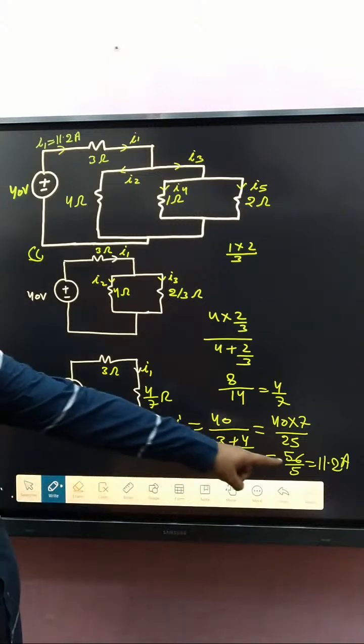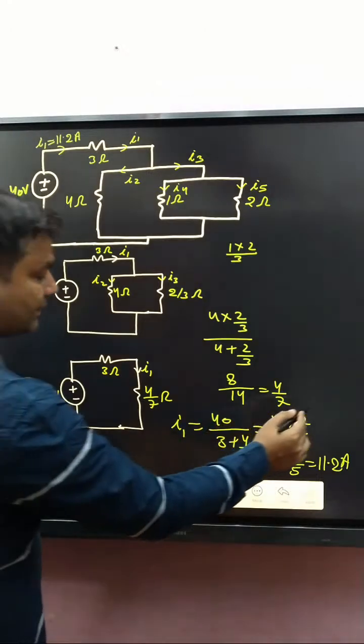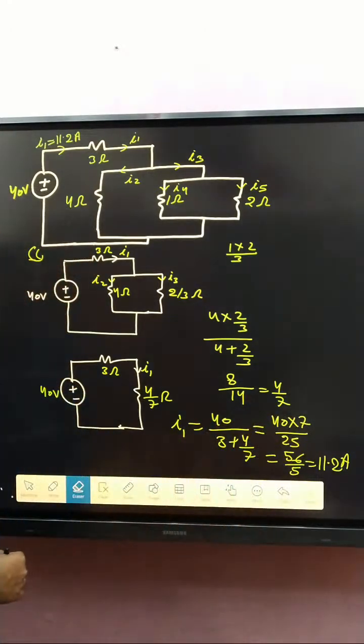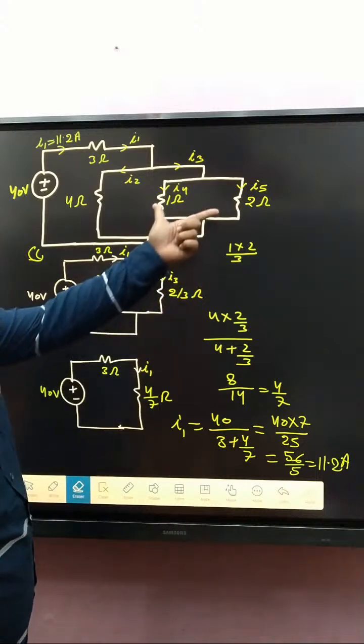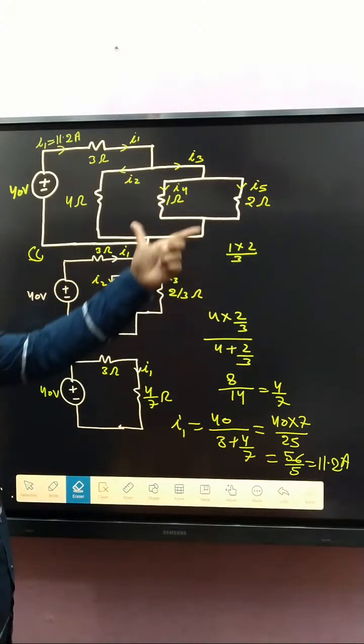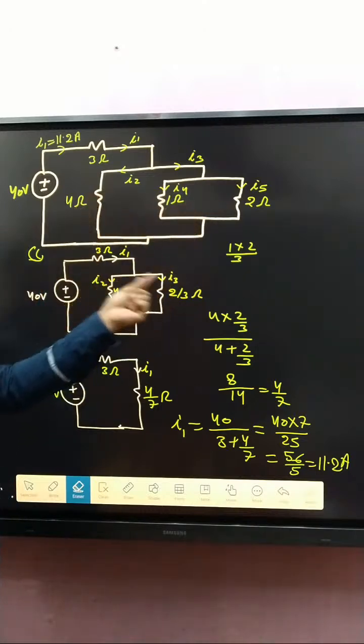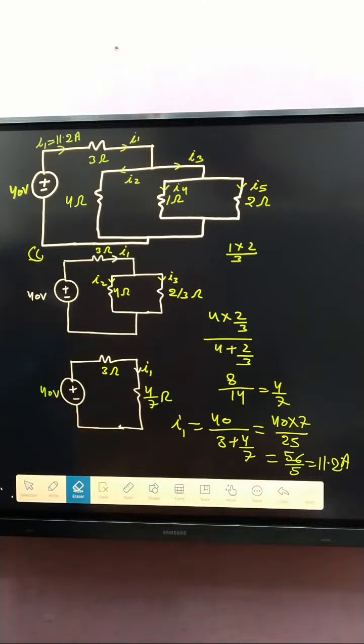I1 is 11.2 ampere. If anyone faced doubt, then tell me, I will explain again. Okay? So finally, how did we get I1? Simply, these two are parallel, so the combination of these two is 2 by 3. After that, there is 2 by 3 and here 4. Combination of these two, we got 4 by 7.